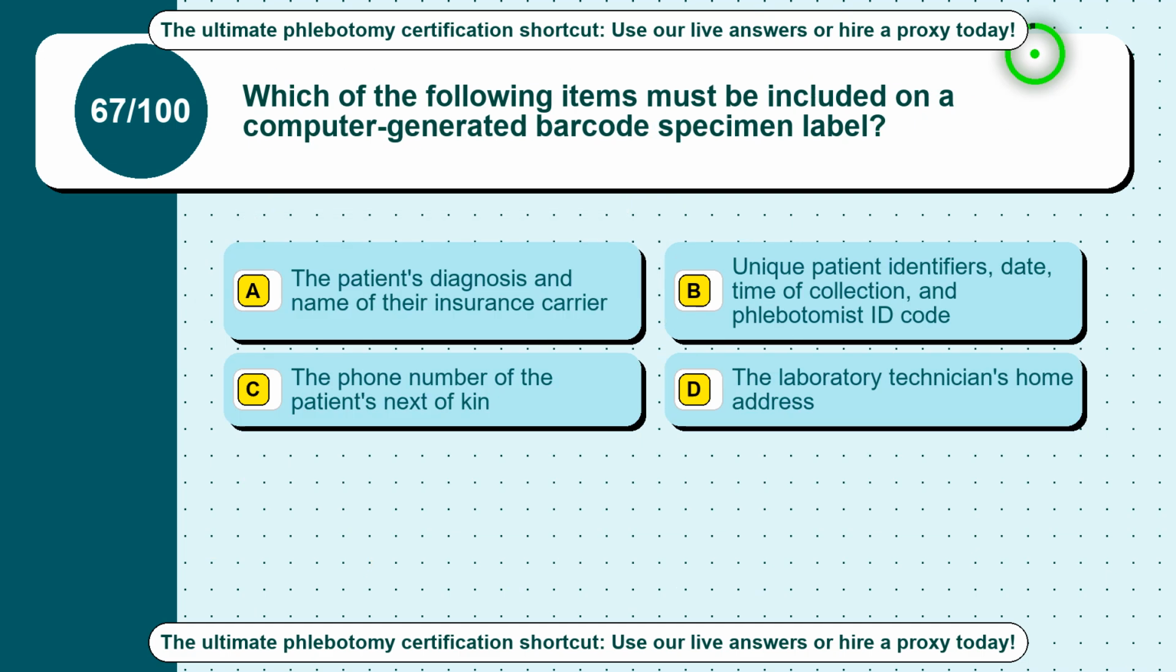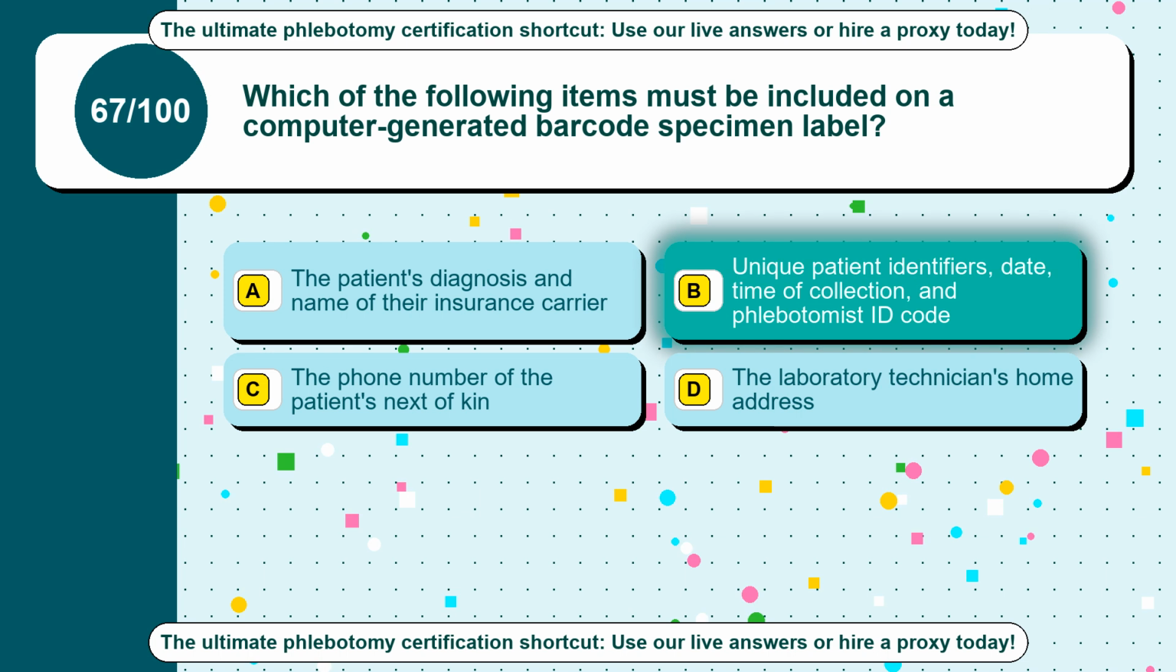Question 67. Which of the following items must be included on a computer-generated barcode specimen label? Option A. The patient's diagnosis and name of their insurance carrier. Option B. Unique patient identifiers, date, time of collection, and phlebotomist ID code. Option C. The phone number of the patient's next of kin. Option D. The laboratory technician's home address. The correct answer is option B.